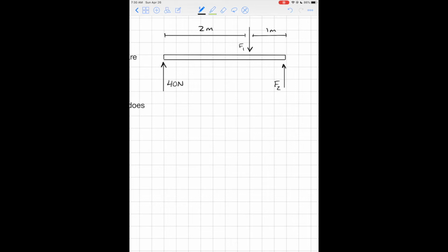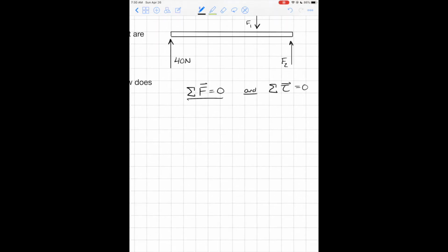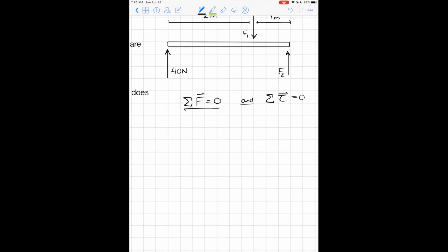Since this is an equilibrium problem, I have two conditions I need to satisfy. I need to satisfy that the sum of my forces equals 0, so put a little vector hat on there. And I need to satisfy that the sum of my torques equals 0. So maybe let's look at the forces here first.